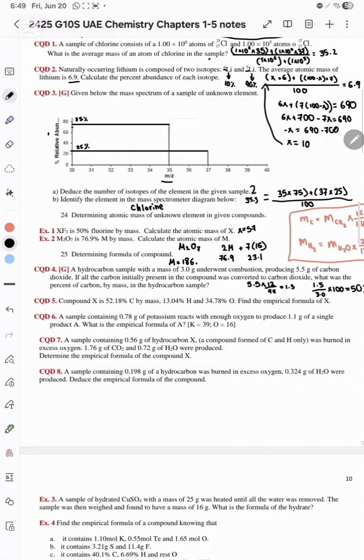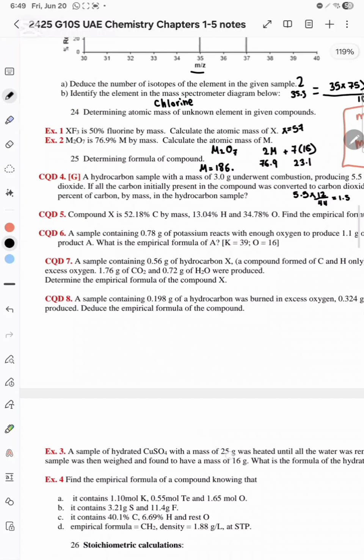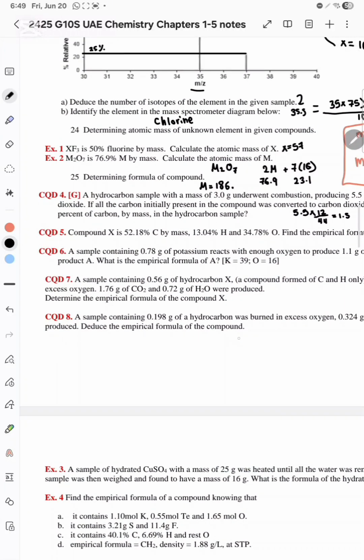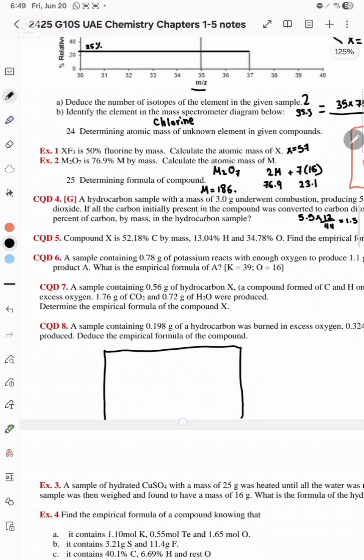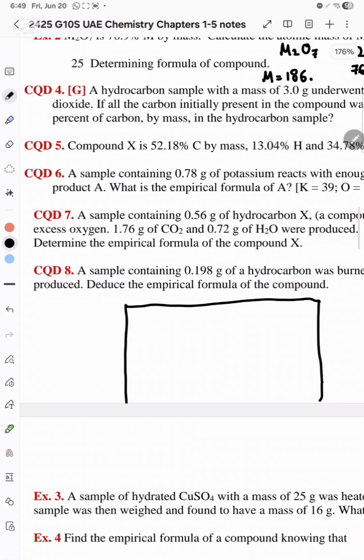A compound X is 52.18% carbon by mass, 13.04% hydrogen, and 34.78% oxygen. Find the empirical formula. I'm going to solve it down here. Again, for anyone who did IGCSEs, you have probably stumbled across this question over a million times in past papers. But I'm going to solve it, of course, for people who didn't.